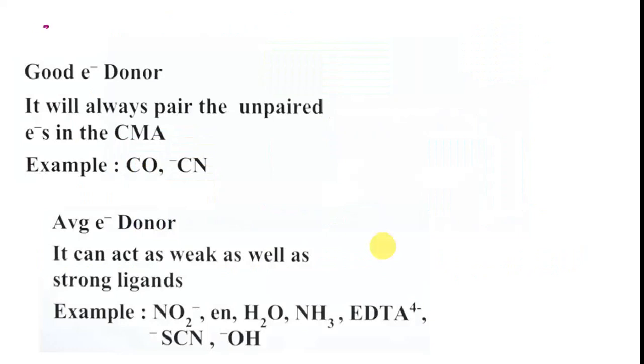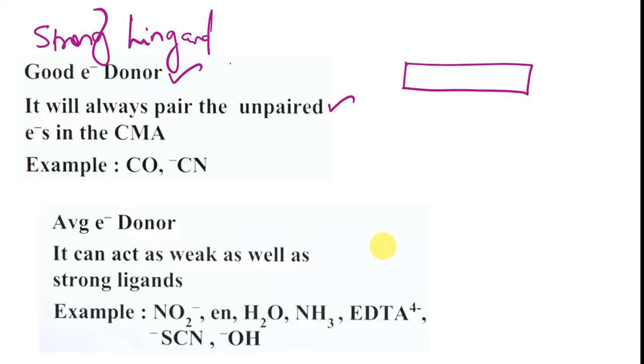Strong ligands. These are our strong ligands. Strong ligands in the sense it should be a good electron donor. It will donate the electron instantly, and it will always pair the unpaired electrons in the orbitals like this: 1, 2, 3, 4, 5. Right, so these are unpaired electrons. This will pair up the unpaired electrons. That we will see later one by one.